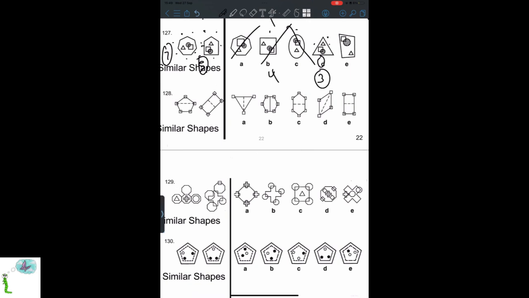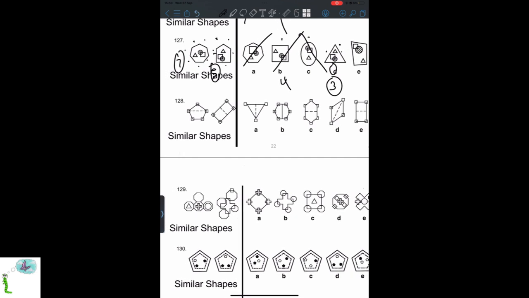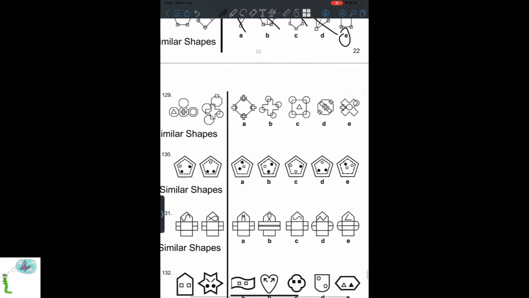Question 128. What's similar is these little squares, so we can already cross that out. Just little overlapping squares, right? Cross that, we can cross that. We're left with two options, and we can cross out B because it doesn't have a dashed line, because that's obviously the other rule, right?